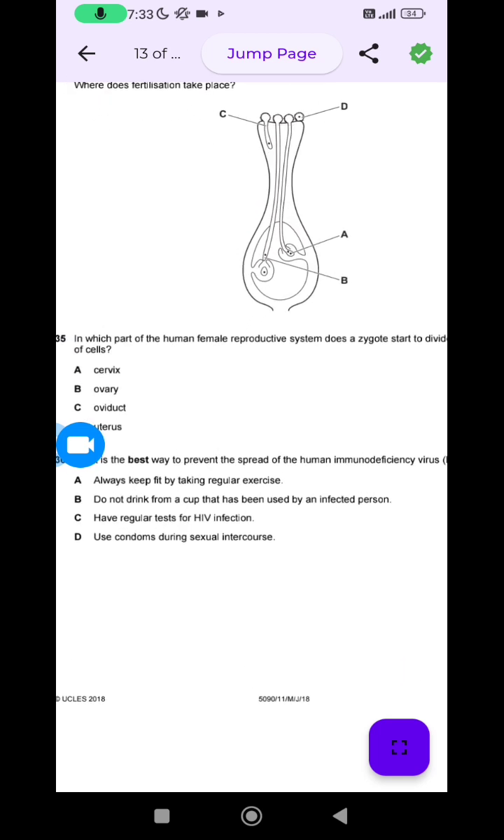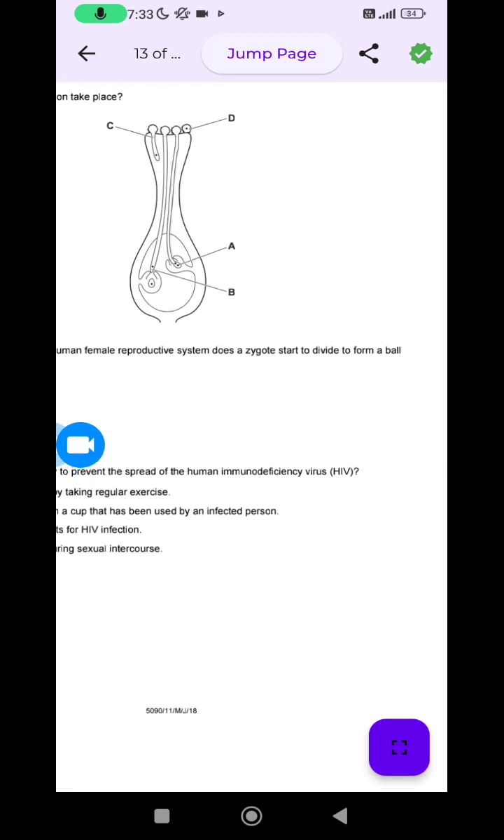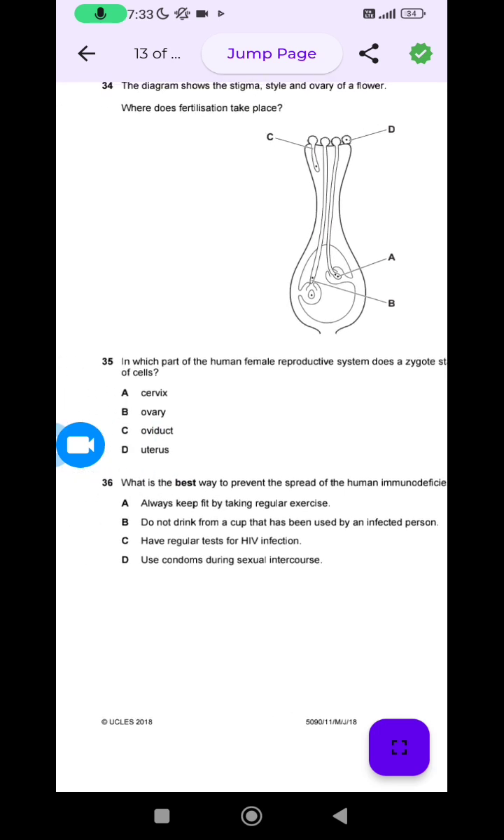Which part of the human female reproductive system does a zygote start to divide to form a ball of cells? Now, this is also a fact based question because the zygote always forms in the oviduct, which is C.